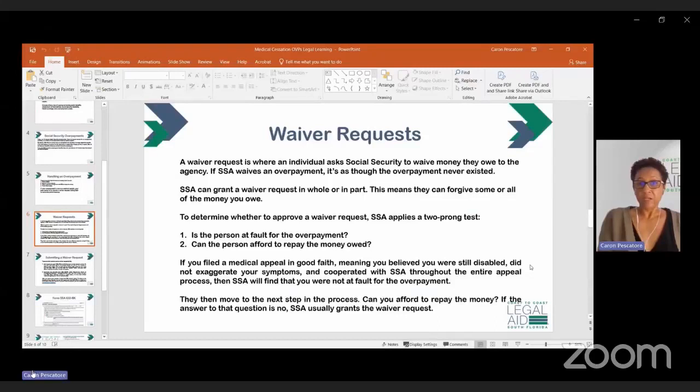If you file a medical appeal in good faith, meaning you believed you were still disabled, you did not exaggerate your symptoms, and you cooperated fully with SSA throughout the entire appeal process, then SSA will find that you are not at fault for the overpayment. They then move to the next step in the process, which is, can you afford the money? If the answer to that question is no, SSA usually grants the waiver request.